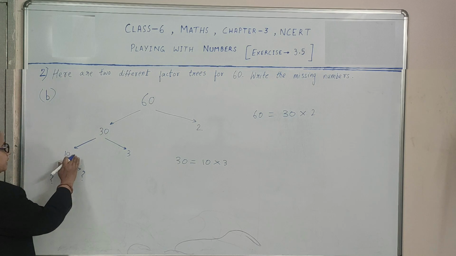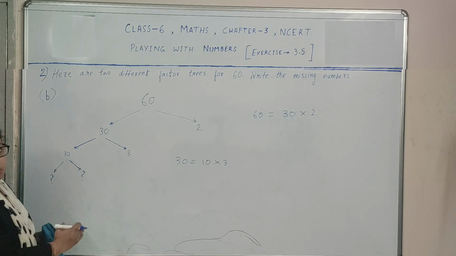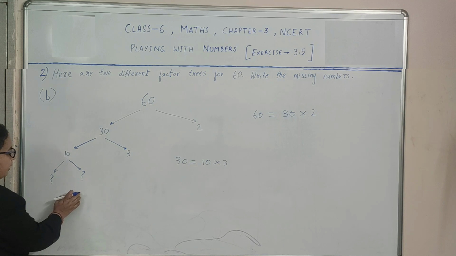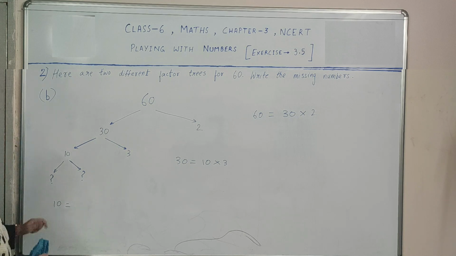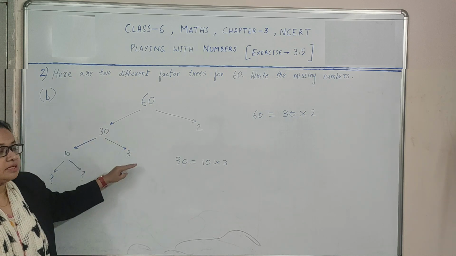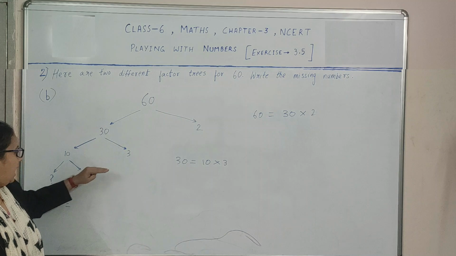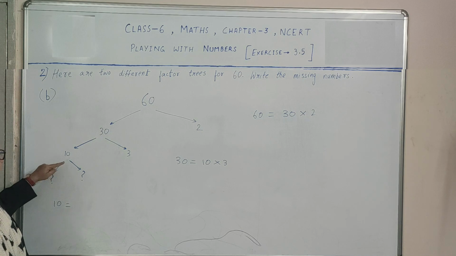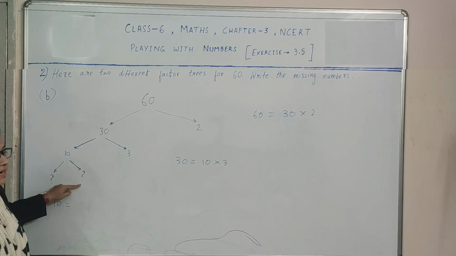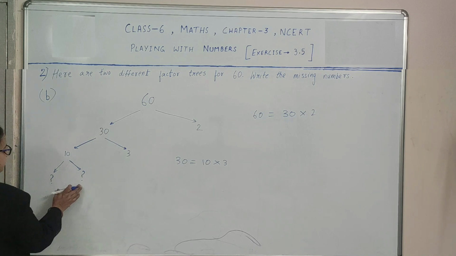Now again this 10 is split into two parts. It's divided into two parts, meaning it is broken into two branches. The two numbers we have to find. Okay, so 10. And what should be those two numbers? Those two numbers should be prime numbers, because through the factor tree we are finding the prime factorization of a number. So the ultimate result should be prime numbers. So what are the prime numbers whose product is 10?